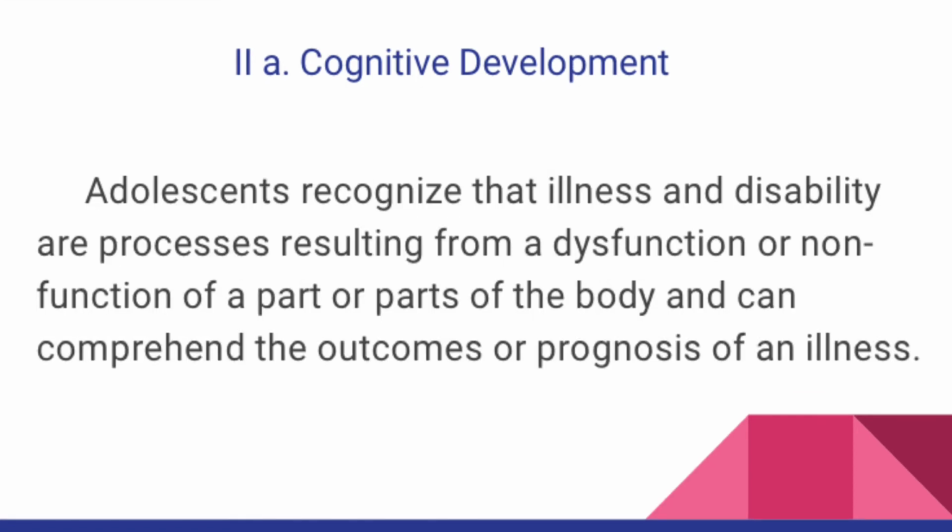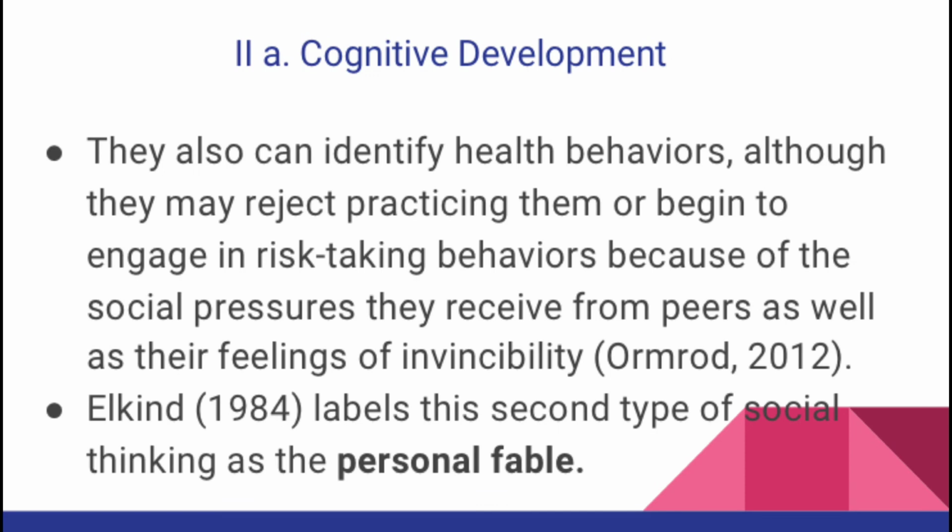Adolescents recognize that illness and disability are processes resulting from dysfunctions or non-functions of part of the body, and can comprehend the outcomes or prognosis of an illness. They also can identify health behaviors, although they may reject practicing them or begin to engage in risk-taking behaviors because of the social pressures they receive from peers as well as their feelings of invincibility. Omrod 2012, Elkind 1984 labels this second type of social thinking as the personal fable.